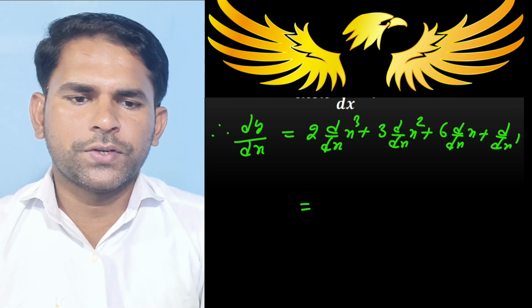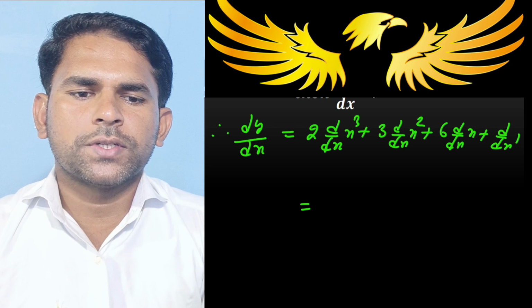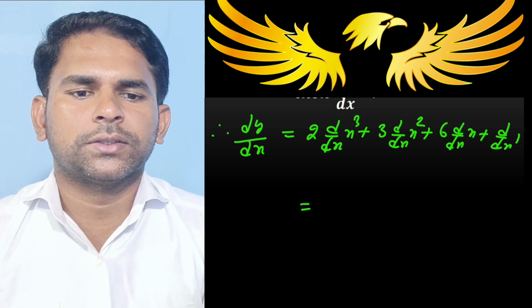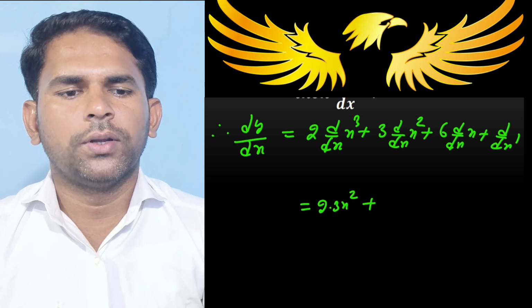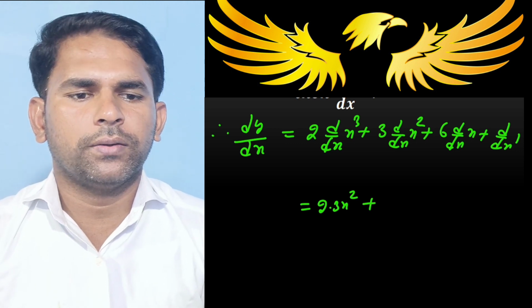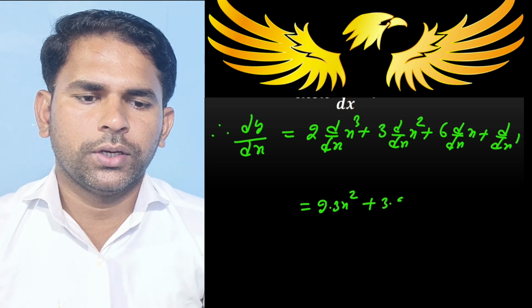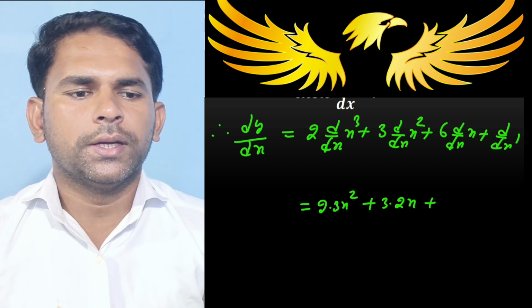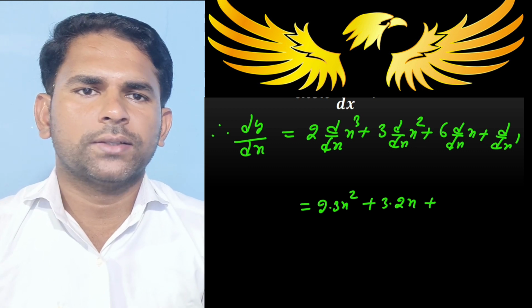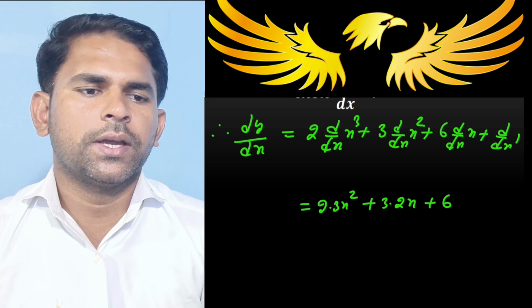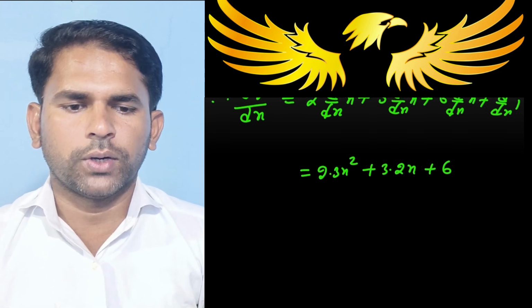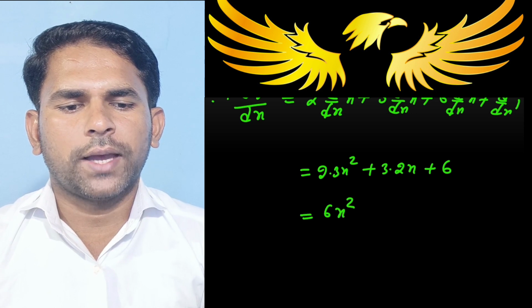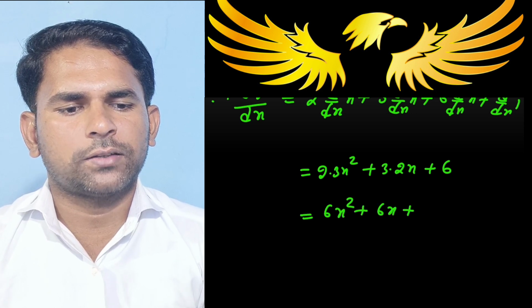So now we can differentiate this x cube. Differentiation of x cube will give 3x square. So now we can write here 2 into 3x square. Very good. Differentiation of x square we can get here 2x, so 3 into 2x. Very good. Differentiation of x with respect to x will give 1, so 6 into 1 is just 6. Differentiation of 1 with respect to x will be 0, no need to write. So finally we can write 6x square plus 6x plus 6.